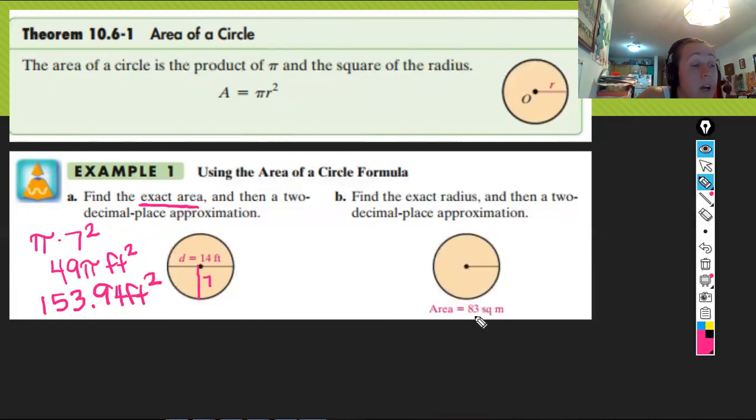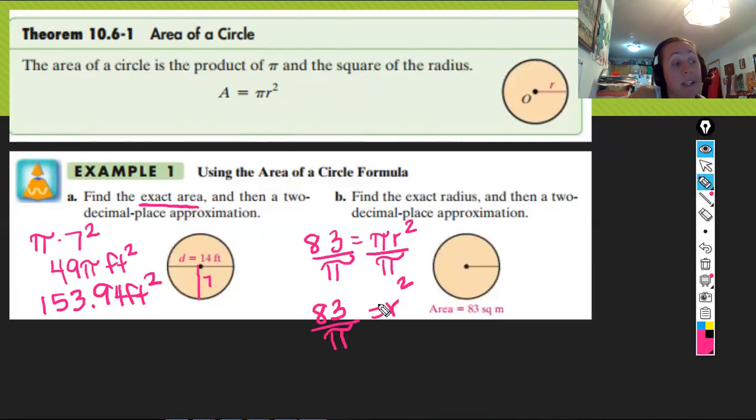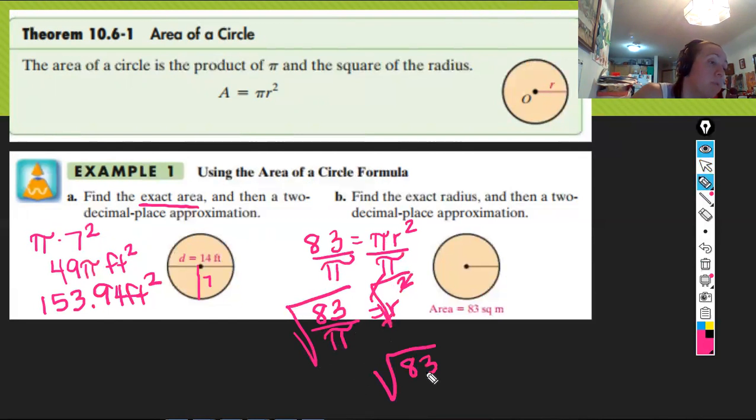This one, I want to find the radius, and I'm given the area. So my area is 83 square meters. That is the same as pi r squared. So let's see, what could we do here? We could divide both sides by pi. It's going to be a crazy answer. So we get 83 over pi equals r squared. And then we would take the square root to get rid of that squared. So my exact answer would be the square root of 83 divided by pi.